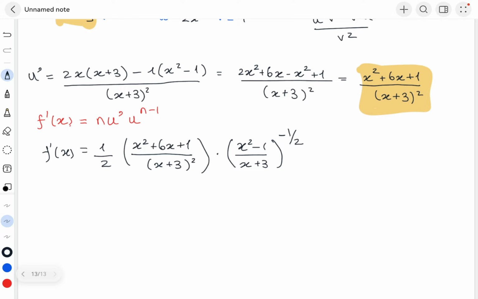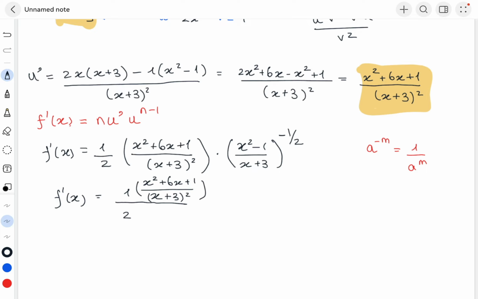Now you can either keep it like that or use the rule of a to the negative m is 1 over a to the power m, which can give us 1 over 2, x squared plus 6x plus 1 over x plus 3 whole squared, over 2 multiplied by x squared minus 1 over x plus 3 to the power of half.